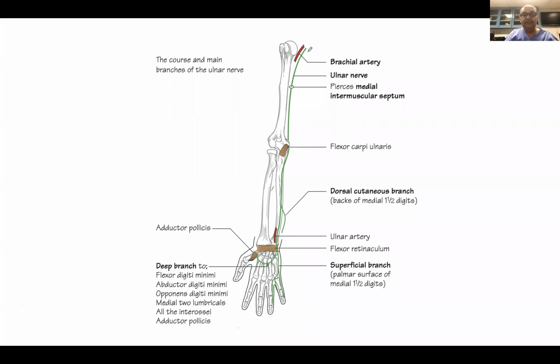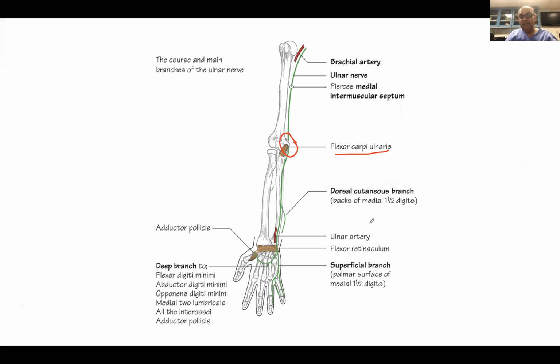Follow this ulnar nerve. It is a continuation of my medial cord of my brachial plexus. It has no contribution in the arm. Can you see that? It goes close to flexor carpi ulnaris. It goes behind what? Behind my medial epicondyle. And then it supplies flexor carpi ulnaris muscle.